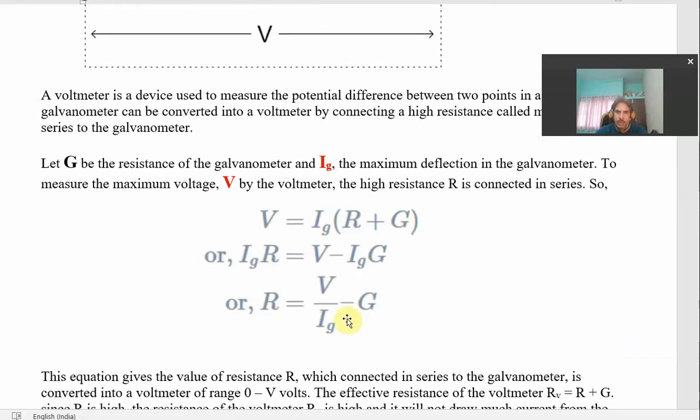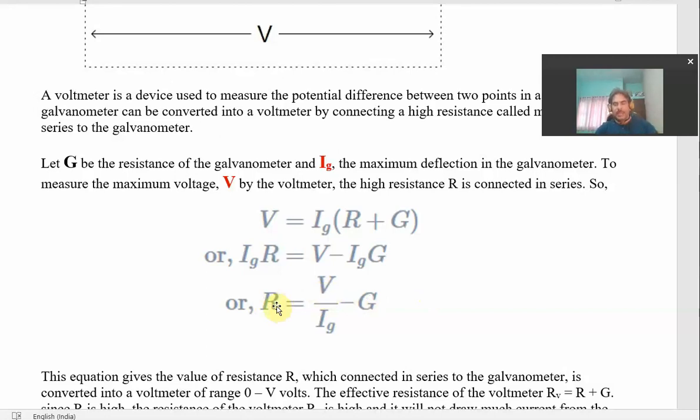So this is the expression. The value of R will depend upon what range of voltmeter we are willing to have from this galvanometer. If we want the galvanometer to act as a voltmeter of a wider range, then the value of V will be higher, and hence the value of R should be higher. So that is the meaning.